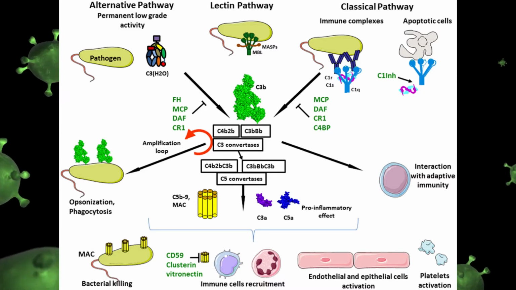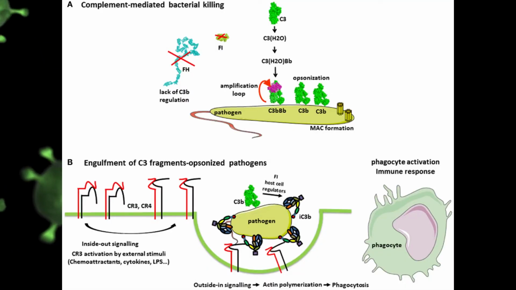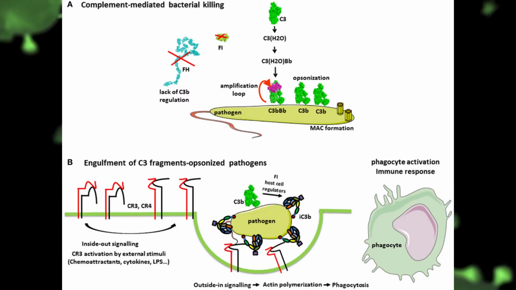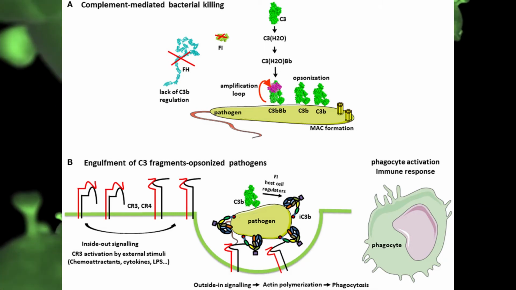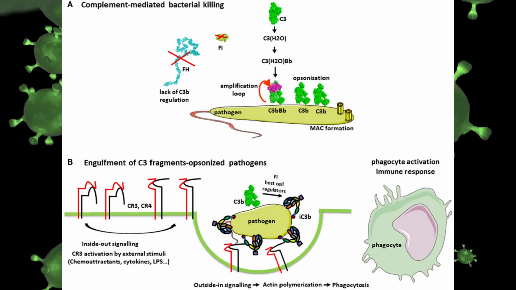C3b also binds to the pathogen. This means that the pathogen now not only has a protein hanging onto it, but it's a much easier thing for the immune system to find, as you've got this indicator saying this is a foreign pathogen. That is just the first step in the complement cascade.